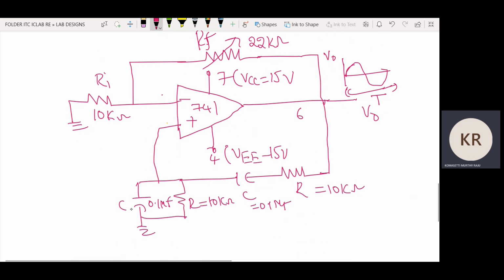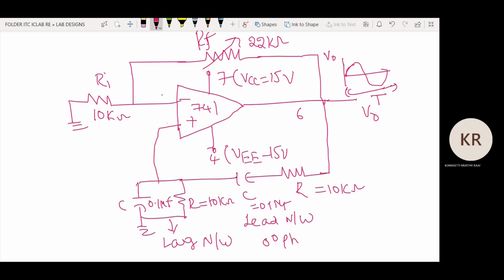This one is the parallel combination of C and R, and the series combination of C and R. The series combination of C and R is the lead network, and the parallel combination of C and R is the lag network. The lead and the lag network introduce 0 degrees phase shift. This is the amplifier circuit.